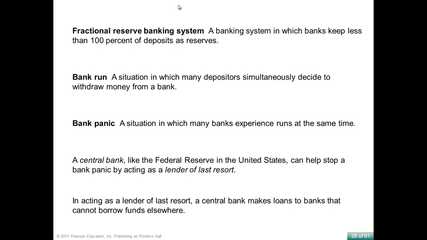So there were bank runs in 1913, and this is when the Federal Reserve was created as the central bank. The whole purpose of the Federal Reserve when it was created was to stop bank panic, which means they wanted to stop all kinds of people taking out their money at the same time from various banks. So the Federal Reserve was acting as a lender of last resort. In acting as a lender of last resort, the central bank makes loans to banks when they can't borrow funds from anywhere else. So the central banking system was set up to prevent banking panic and loan money to banks.